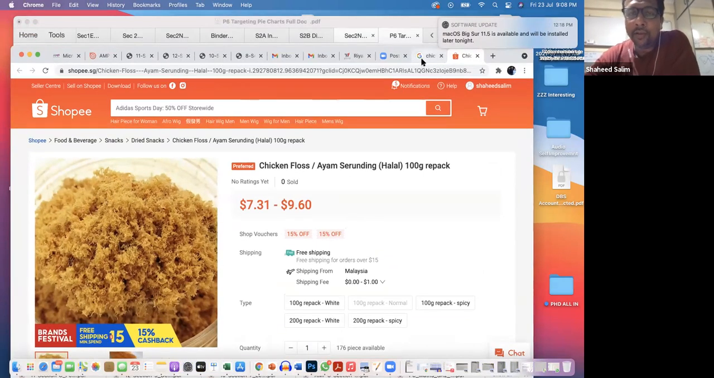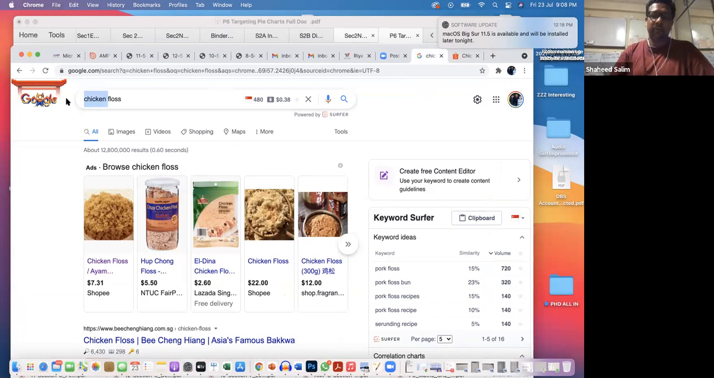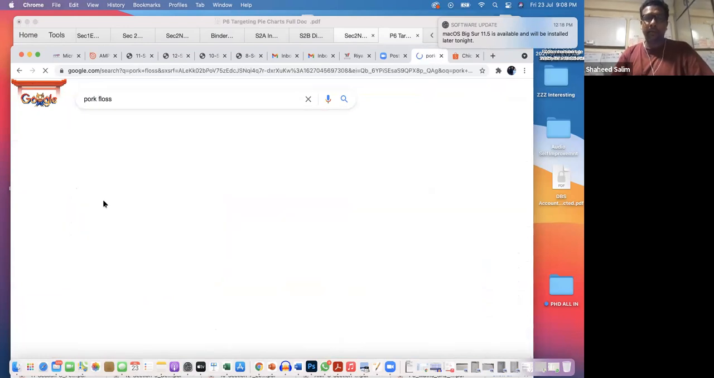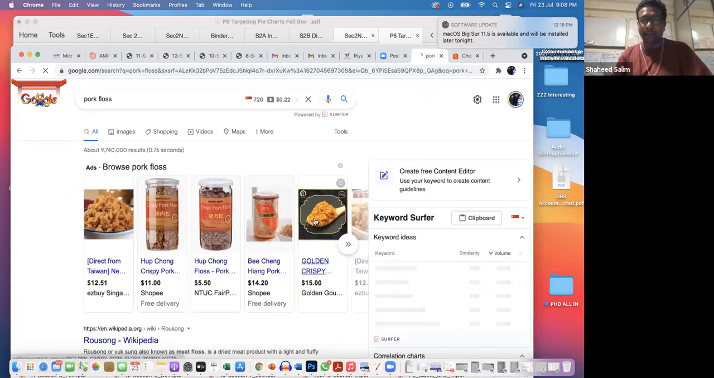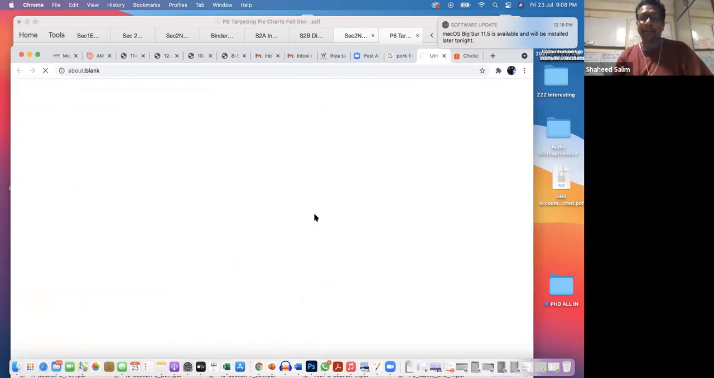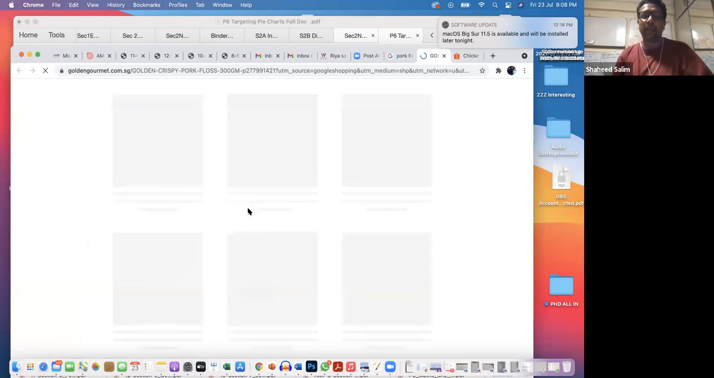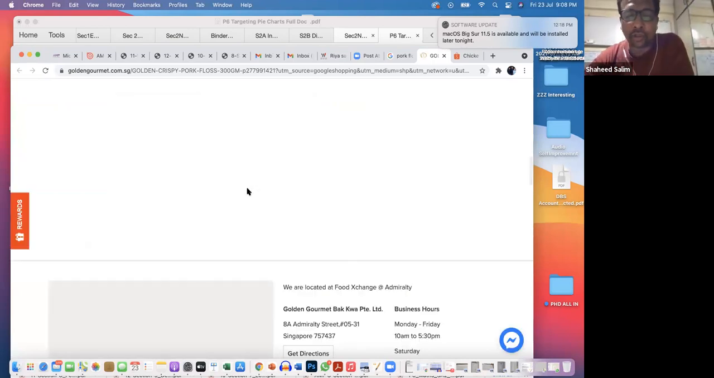Okay, if you don't believe, you can also buy pork floss. Look, almost the same lah. Golden, see, look at this. Golden crispy pork floss. Be careful lah, because you have different types of floss.